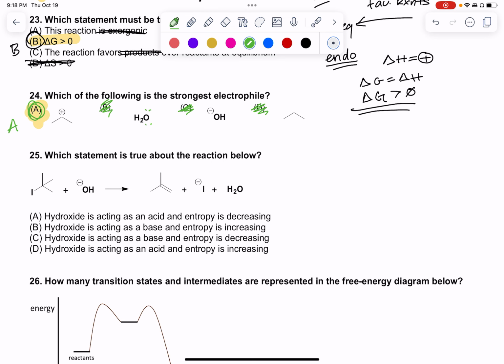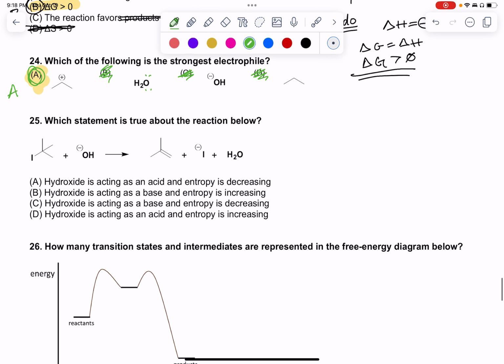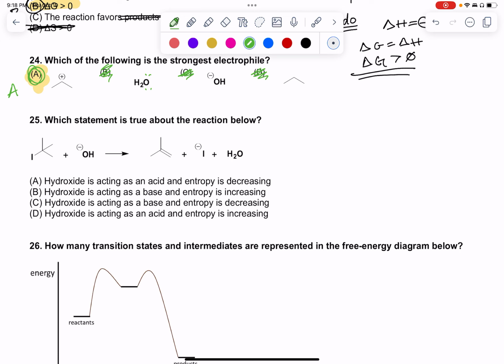All right. Which statement is true about the reaction below? We saw this reaction already. We know it's a substitution. Let's look at what it's doing. Remember we said that, let's just say it wants to know if hydroxide is acting as an acid or a base. Okay, let's look at what hydroxide is doing.